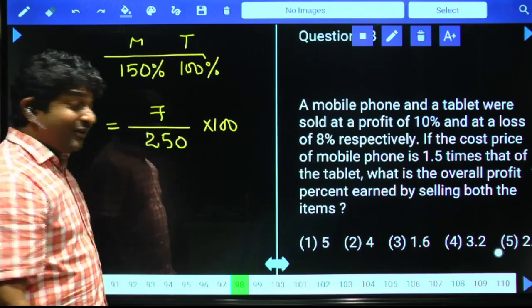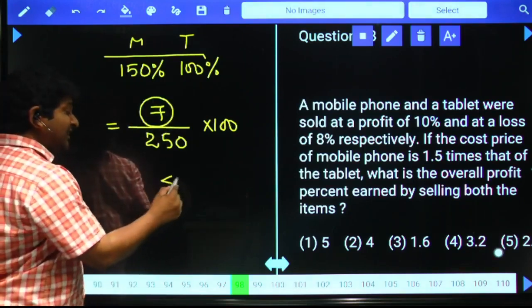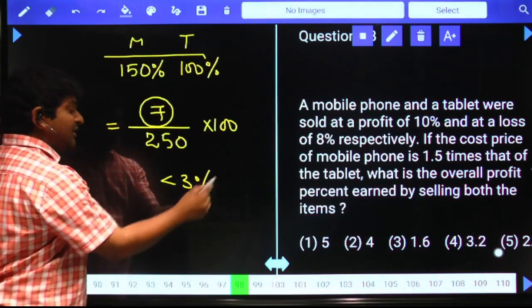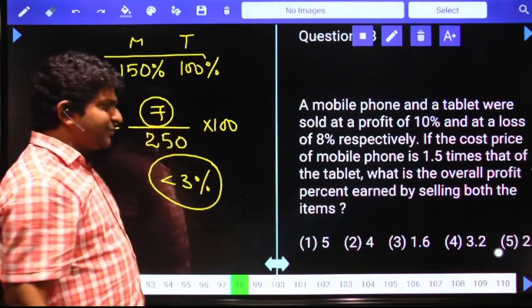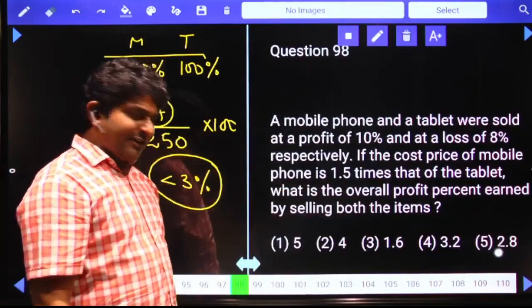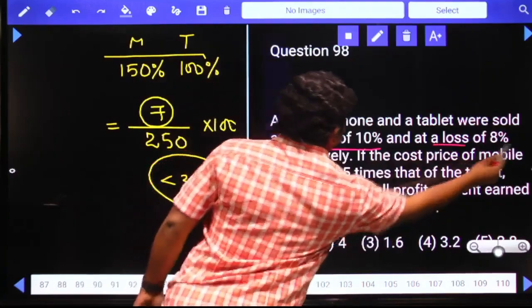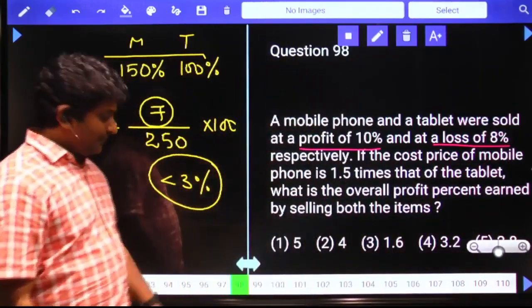3% is equal to 7.5. But here you have less than 7.5. So the answer is less than 3%, but very close to that. Look at your options. How many options are there? The fifth option should be your answer. 2.8 is the final answer. Done. Be careful, here 10% profit, 8% loss.